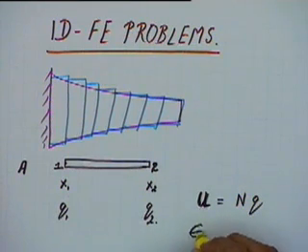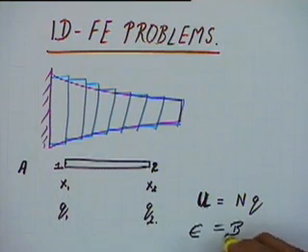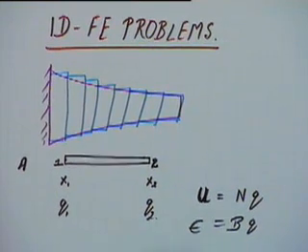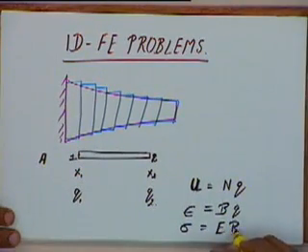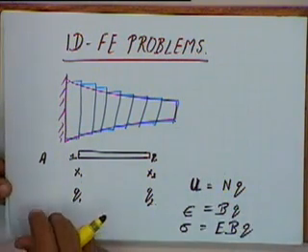We also derived the fact that epsilon, which is the strain at any point in the element, will be equal to B times q, and the stress, that is sigma, will be equal to E times Bq, where E is the Young's modulus of the element. Okay. So, if we take this formulation, then we will now try to derive the expression for the potential energy in this object.